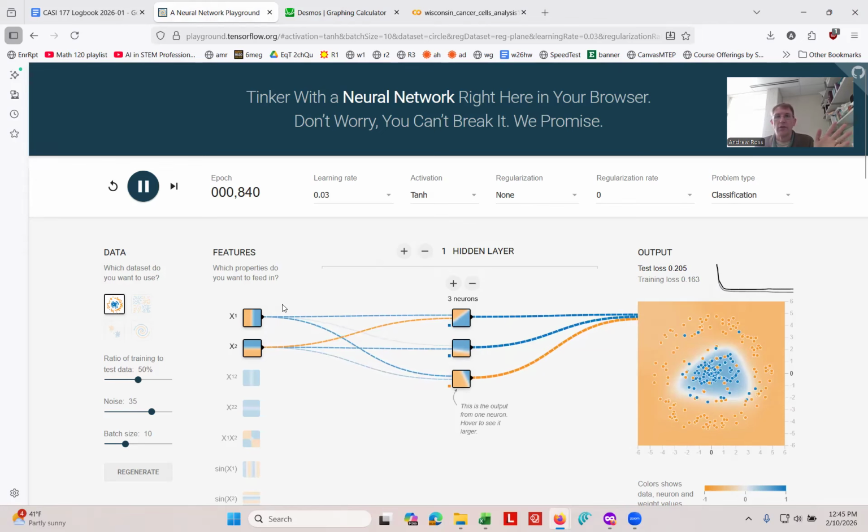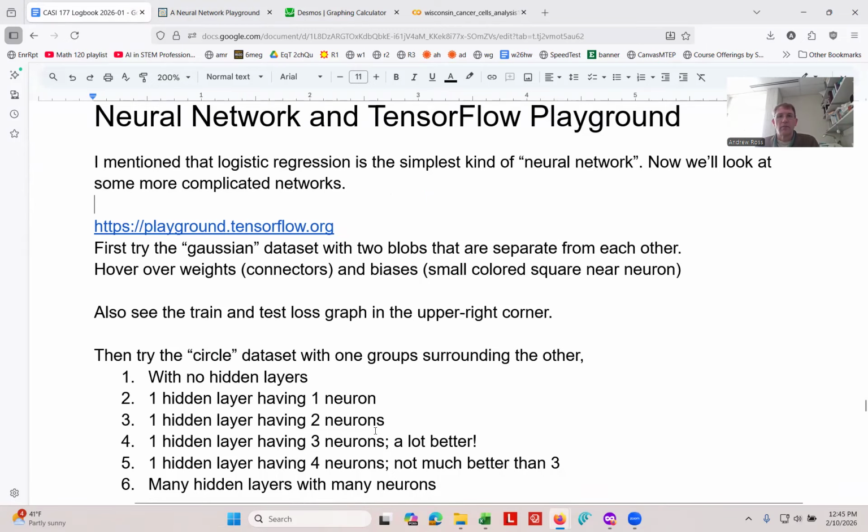So we're saying we have two inputs, we have three neurons in a layer, and then the final output layer. So it's doing okay. You can see there's still a gap between training and test, but it's not really capturing that circular aspect. But it's a lot better than two neurons was.